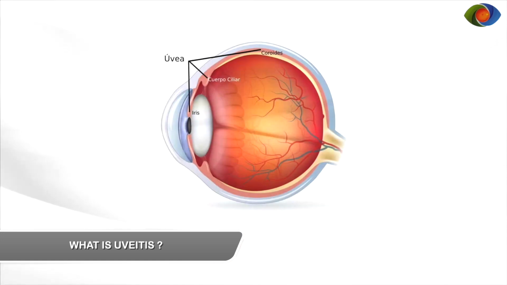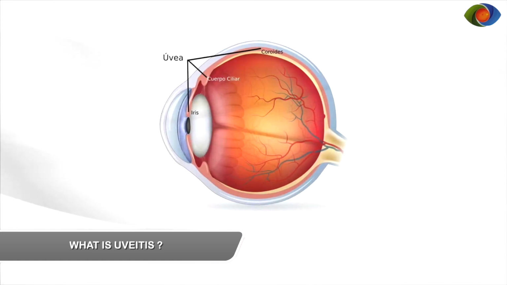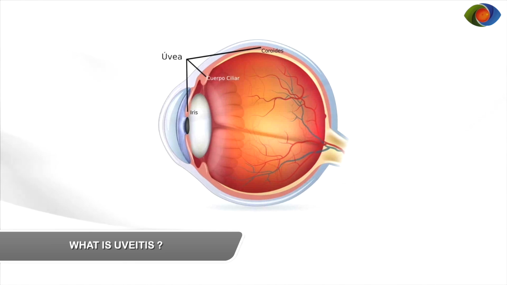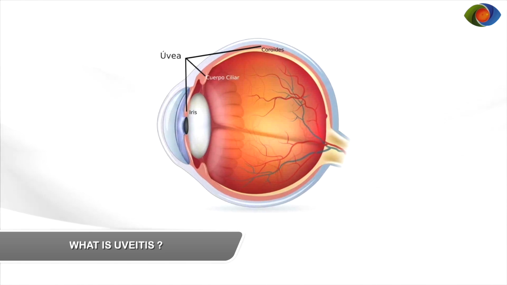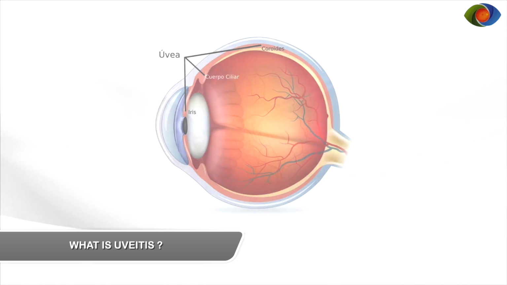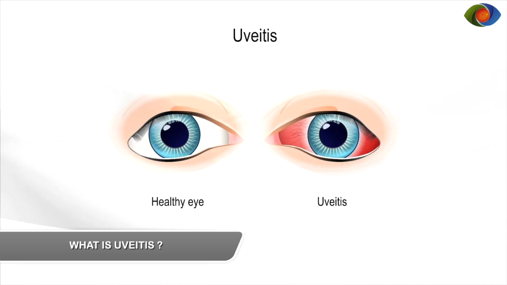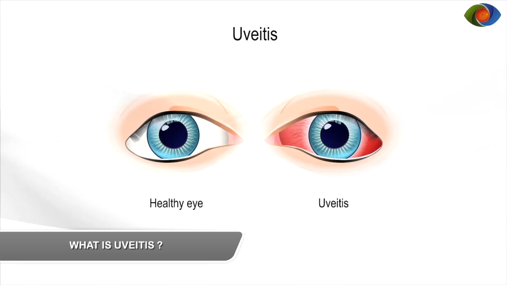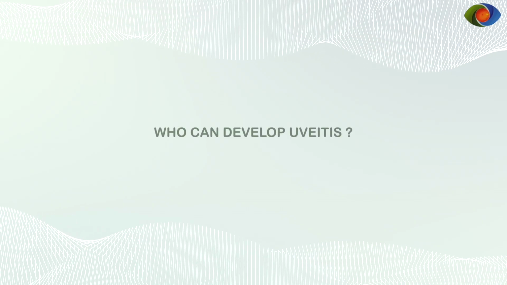Uveitis is the inflammation of the uveal tract. The uveal tract is a part of the eye that includes the brown part of your eye, that is the iris, the central part called the ciliary body, and the back part called the choroid. All these three parts of the eye are called the uvea, and inflammation of the uvea is called uveitis.